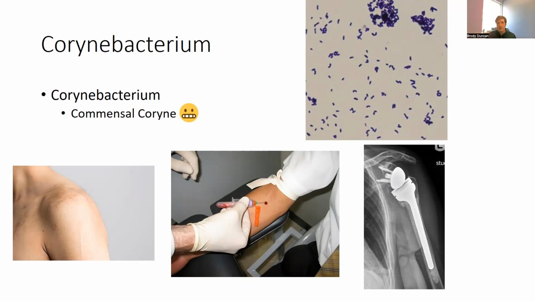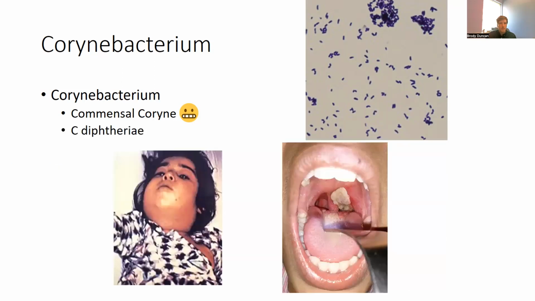So this is an example of an organism that is usually not very pathogenic, but you can't ignore it entirely. It also has a cousin, Corynebacterium diphtheriae, who is nasty, nasty, nasty. If we find diphtheria in a person, the vast majority of the time, we treat it as a true infection that has to get treated. It is almost never a contaminant.